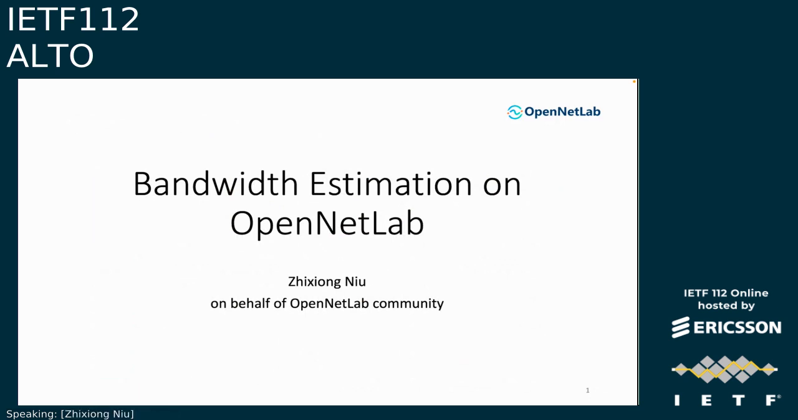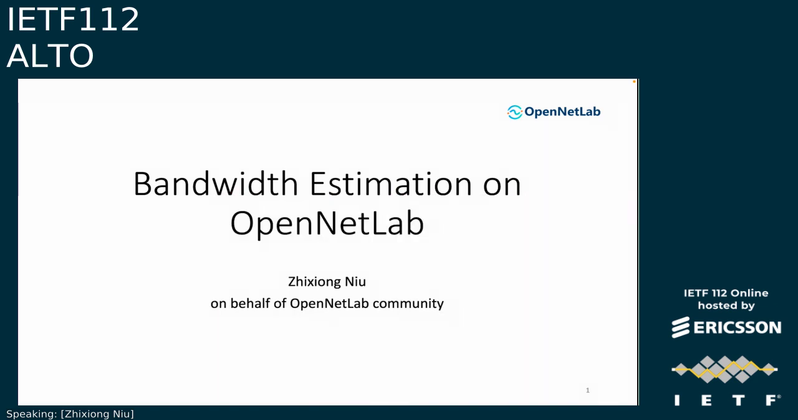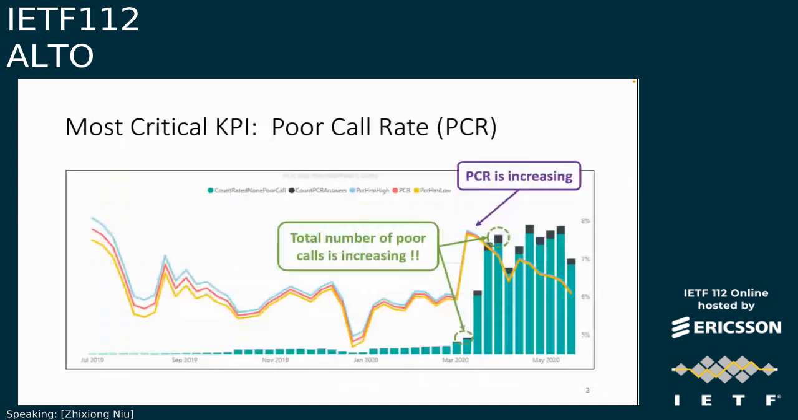Hi, I'm Zhixiong from Microsoft Research Asia. I'm going to give a talk on bandwidth estimation on OpenNet Lab on behalf of the OpenNet Lab community. This talk is mainly focused on introducing bandwidth estimation and discussing the possibility to make it a part of auto. As we know, RTC is growing very fast recently. Compared to January 2020, the active users increased by 3 times, and the number of calls and meetings increased by 7 to 17.4 times in April.